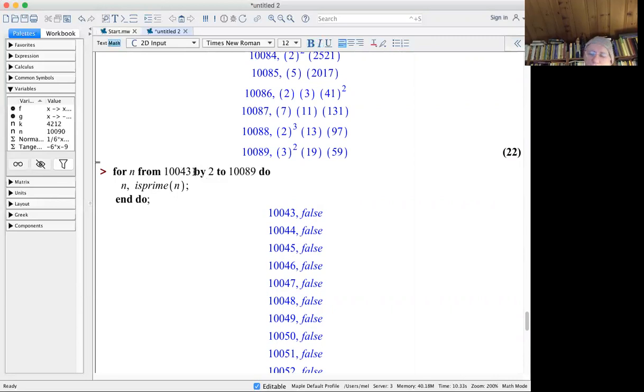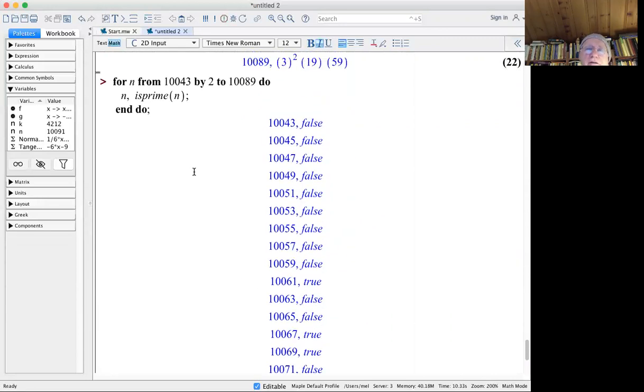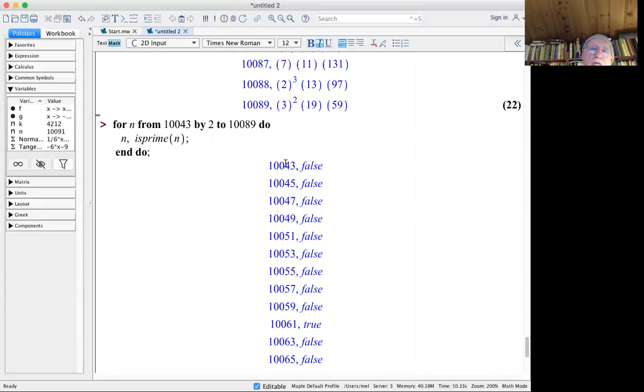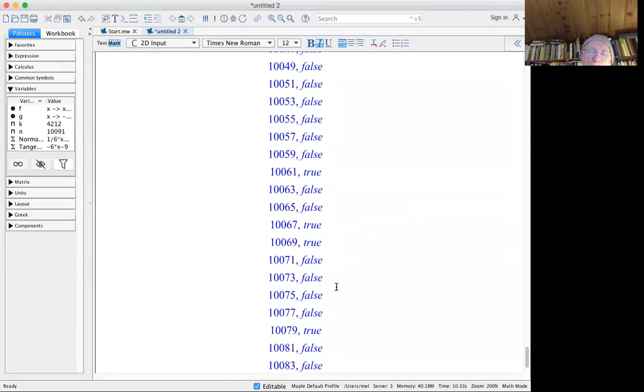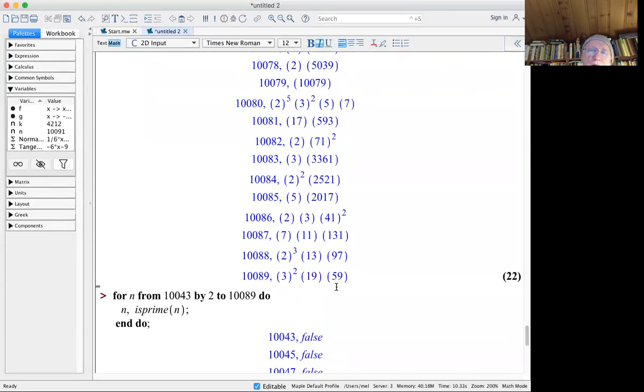And then it just gives us, starting at 1043, it goes up by 2, which means the odd numbers, 3, 5, 7, and so forth. And true, true, true, true. Oh, there are 4 of them.